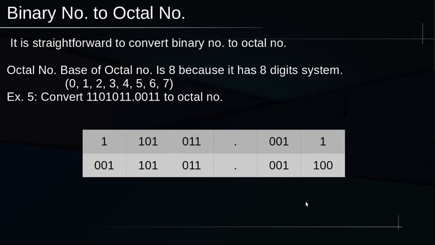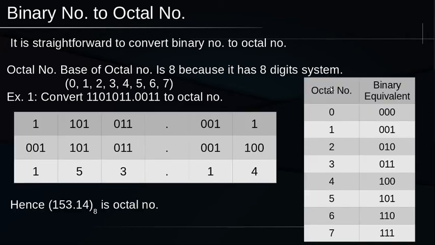And now a table of octal numbers and their binary equivalents is given. It is very easy. You do not need to memorize it. It's very simple. If you do some examples, you can easily get it. We have to write the octal number underneath this binary number. So the first binary number is 001.